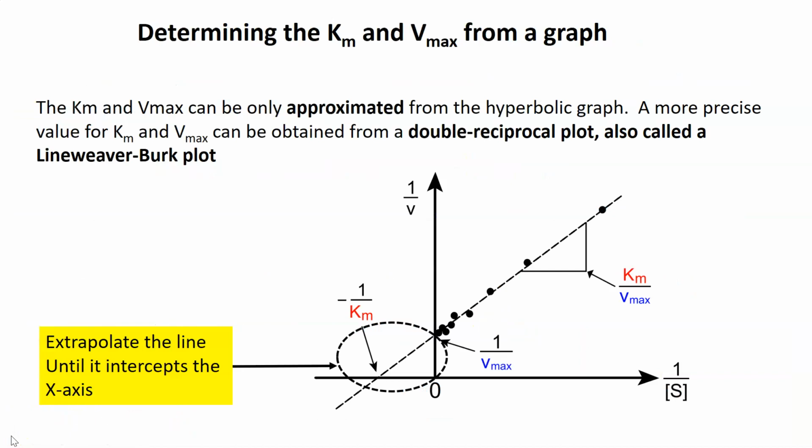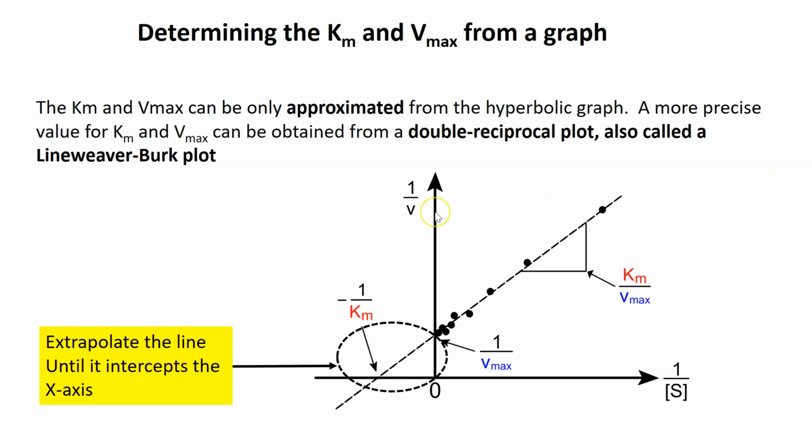Right then, now let's look at how we get Km and Vmax from a graph. In the previous graphs, we saw this nice hyperbolic graph. It was a straight line, proportional, and then it plateaus off.